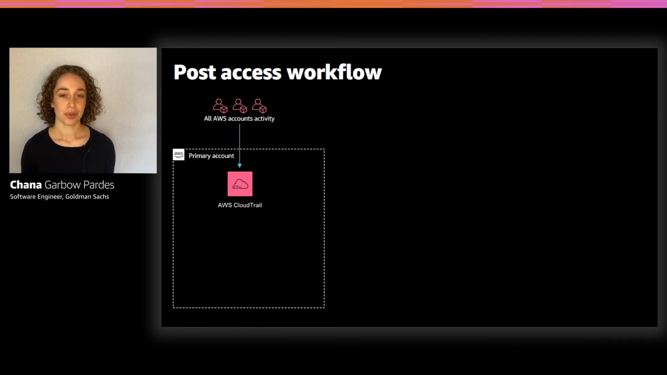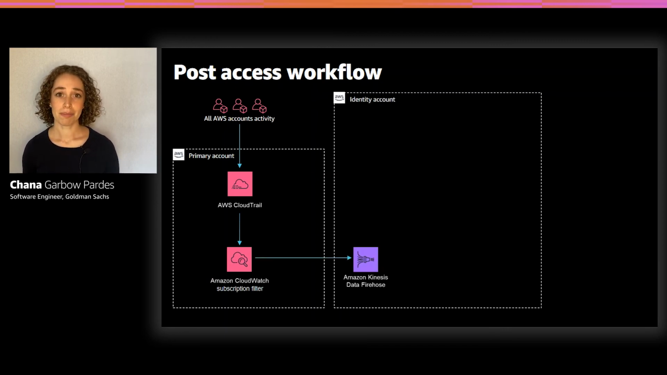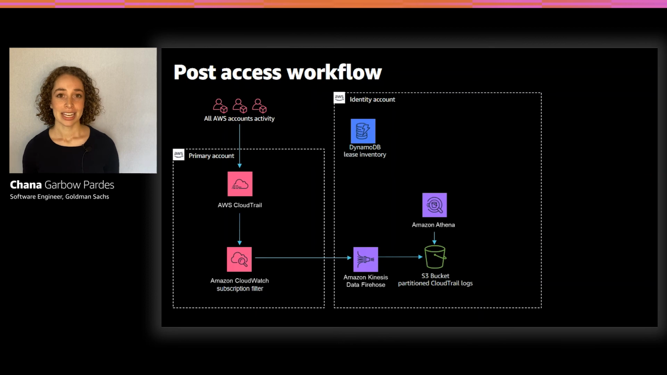Now, because for the review and audit we only care about the break glass activity, we have a subscription filter that's going to filter out all the CloudTrail logs related to break glass. It's going to pipe those logs into Kinesis Firehose, where the data is going to be formatted and partitioned and put into our S3 bucket within the identity account. Once it's in our S3 bucket, we can use Athena to query back all the session logs that we need for our review process. Now remember, we keep inventory of all the leases in our DynamoDB table.